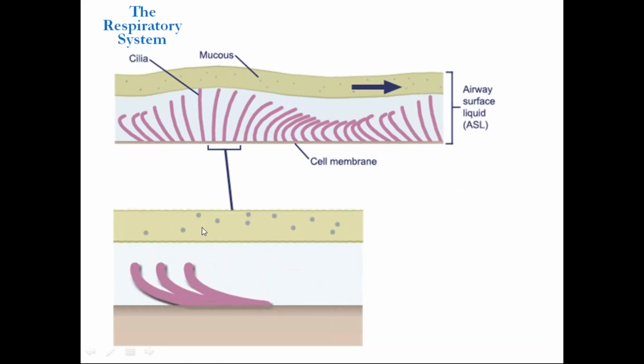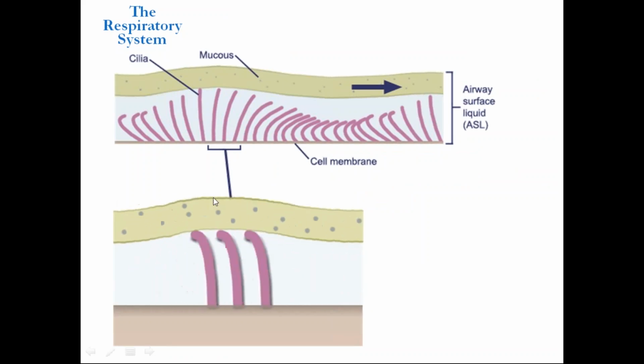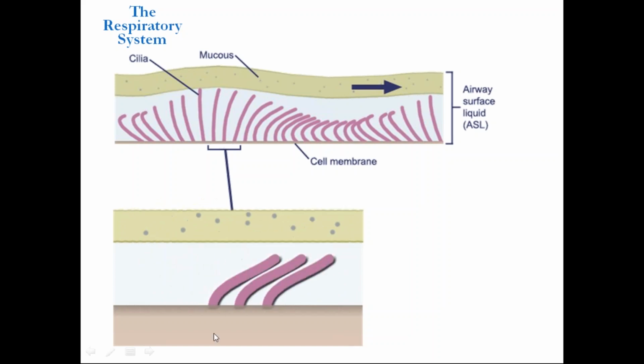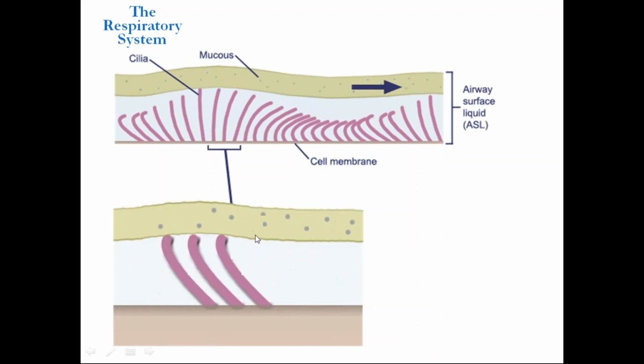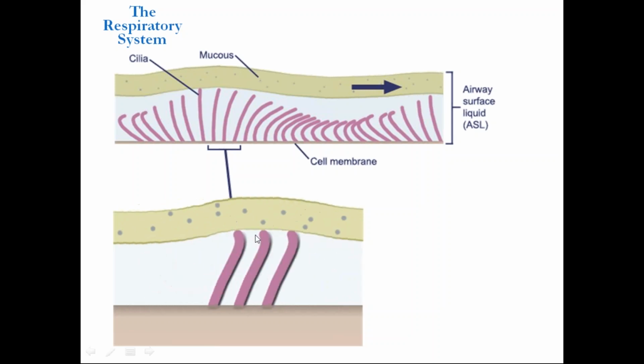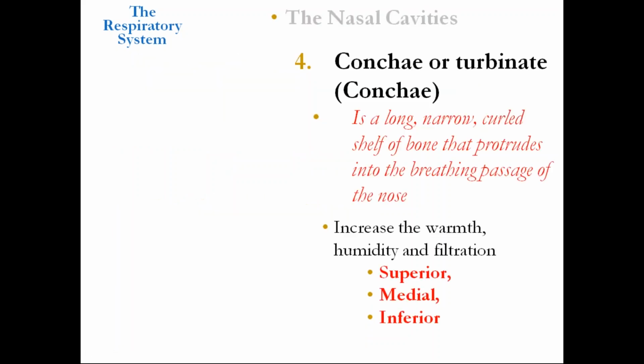So the bacteria and virus are trapped in the mucus, and the cilia of the pseudostratified cells are going to move the mucus out, and that's how you protect yourself against dust, virus, and bacteria.